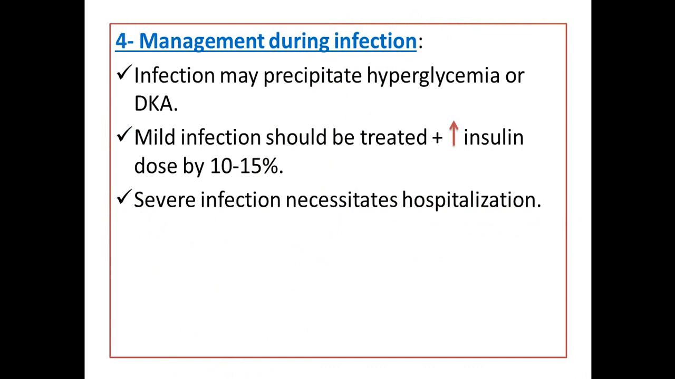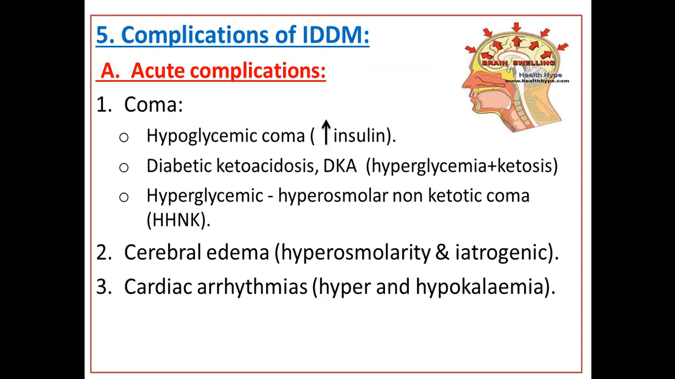If the patient with diabetes gets an infection, we have to remember that infection may precipitate hyperglycemia or DKA, so we have to treat the infection. Mild infection should be treated, and we have to increase the dose of insulin by 10 to 15%. If there is severe infection, it necessitates hospitalization.